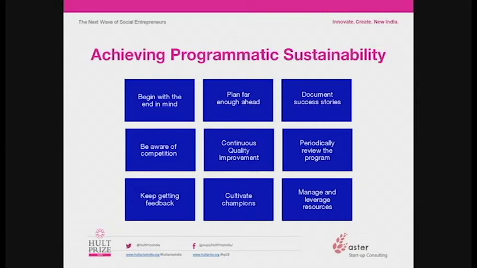Review the program. Do we need to continuously keep doing this, or do we do it for a year and then do something else next year? So these are the kind of questions you need to ask. Do we do things differently? Do we modify it, or do we abandon it, or do we start something different? You need to have this program review.